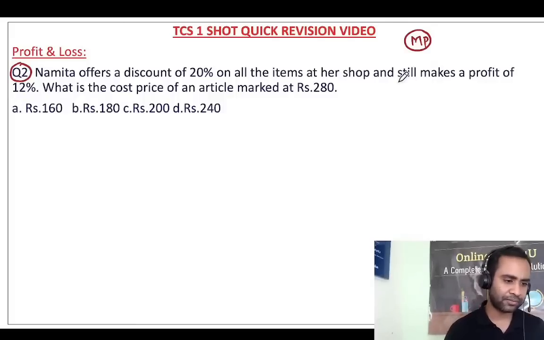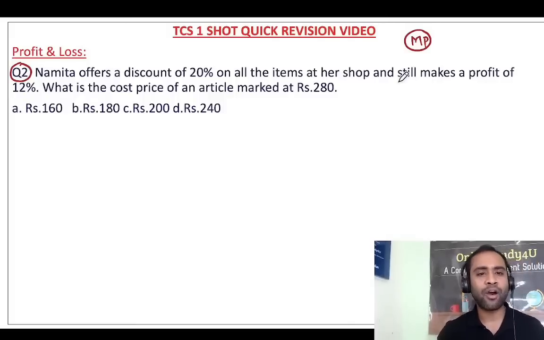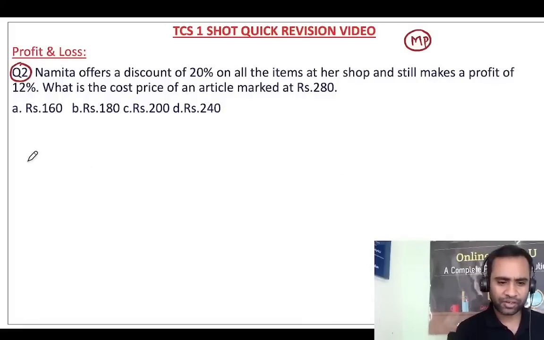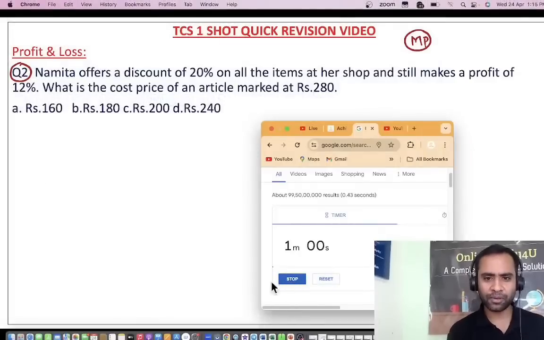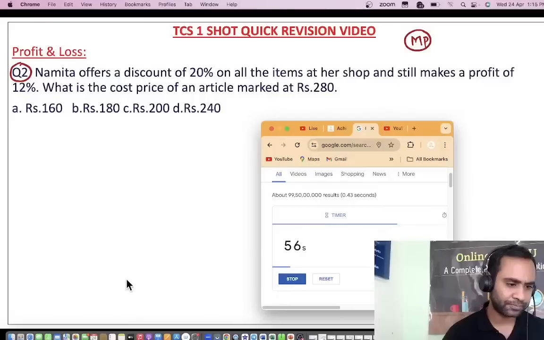Now next question. Namita offers a discount of 20% on all the items at her shop and still makes a profit of 12%. What is the cost price of an article marked at 280 rupees? See, first you try to understand. There is an article whose marked price is 280 rupees.